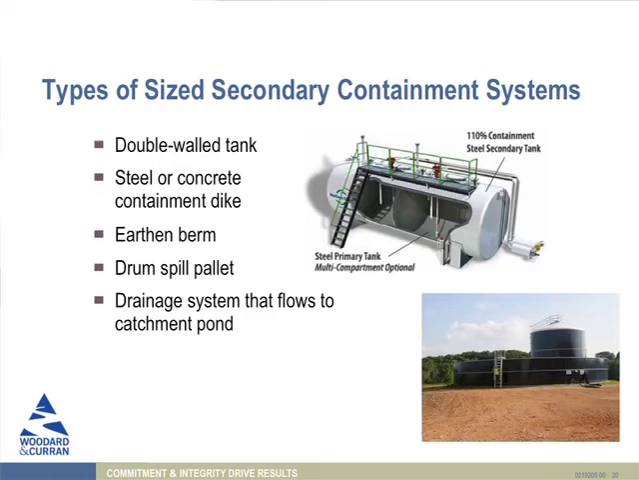Okay, so the kinds of sized secondary containment could really be any number of things. A double-walled tank, which we saw an example of in the last UST presentation, where it's essentially a tank within a tank. A steel or concrete dike, earthen berm, spill pallet for drums, just anything that's going to contain it. It could be as simple as a sealed concrete block wall built around a tank in a basement. As long as it's going to hold the contents of the largest single container, you're set.